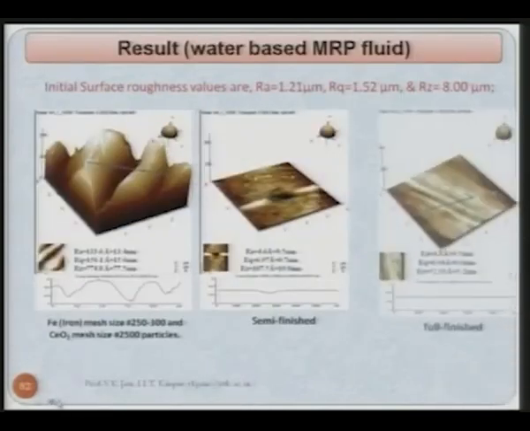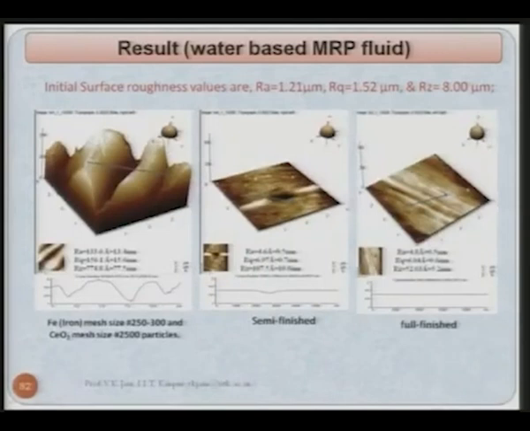You can see here, I have tried to show that the initial surface roughness is 1.21 micrometer, Rq is this much, and the final surface finish that we obtained, you can see here, 4.8 angstrom, that is approximately 0.5 nanometer. This is the initial surface, this is the iron mesh size, this much we got, and then we finished it to some extent, a semi finished workpiece was there, and then the fully finished workpiece.